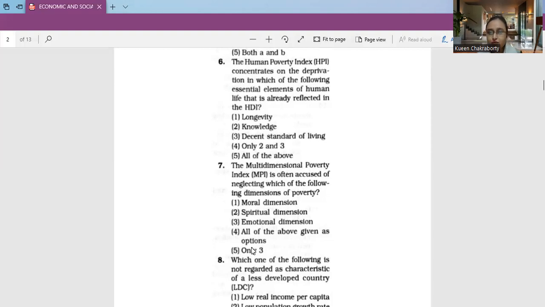Now talking of HPI, the Human Poverty Index, it is already reflected in longevity, knowledge, and decent standard of living. So all the 3 components are essential elements of HPI. We cannot leave out any one or any 2. All 3 of them are components or essential elements of HPI: longevity, knowledge, and decent standard of living. So accordingly, option number 5 is the correct answer, that is all of the above.